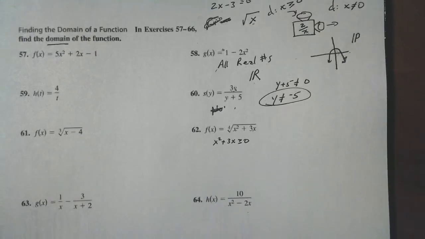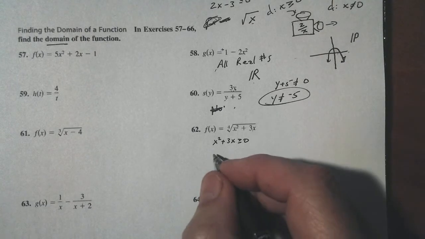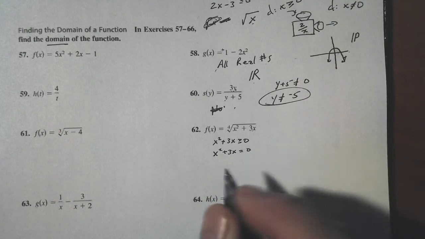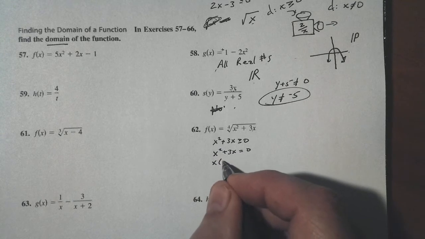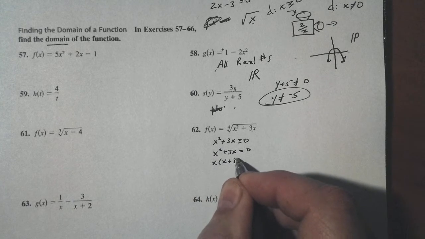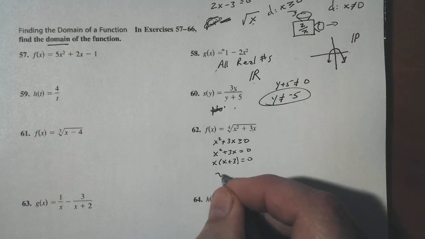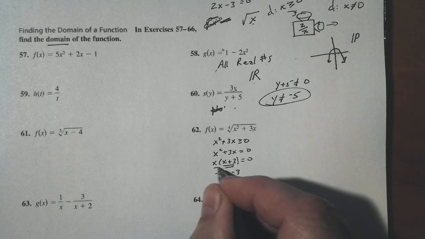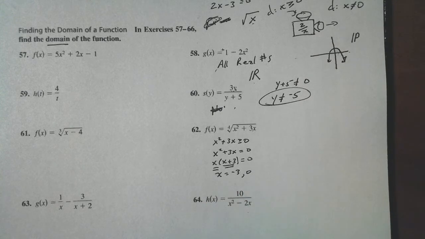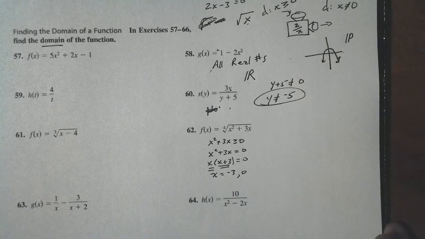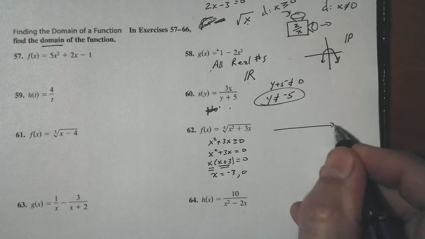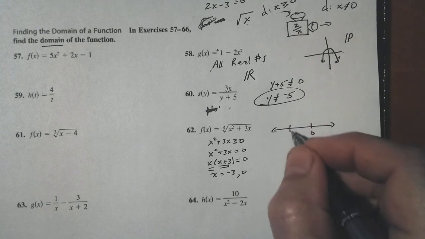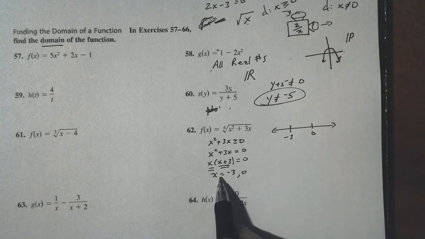And to solve that, it's been a while. I'm going to set this equal to 0. Solve that. I'll factor out x. So x equals negative 3 or x equals 0. All right, and then I'm going to put those on a number line, and I'm going to make sure 0 is the bigger one. I'm going to put 0 to the right, negative 3 to the left.